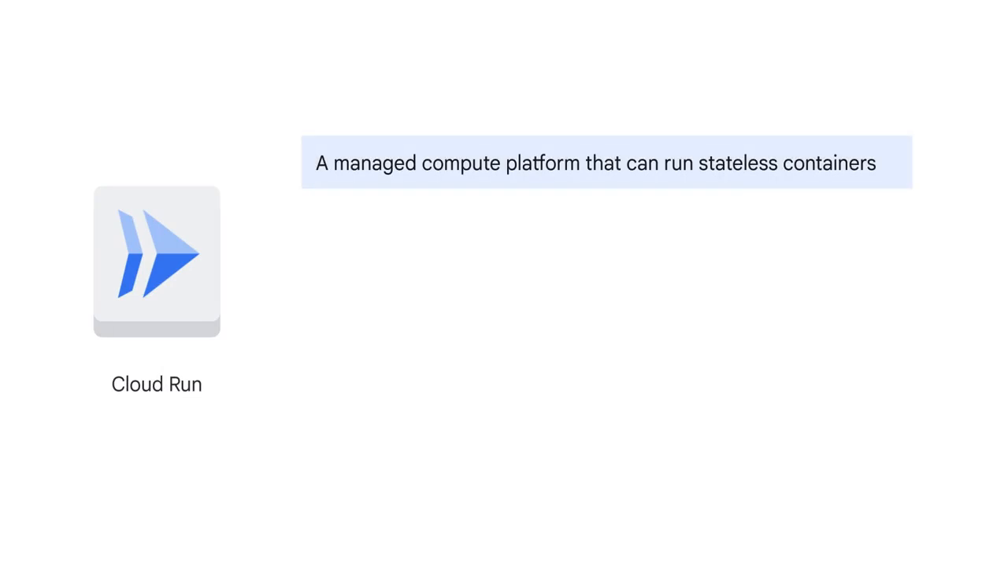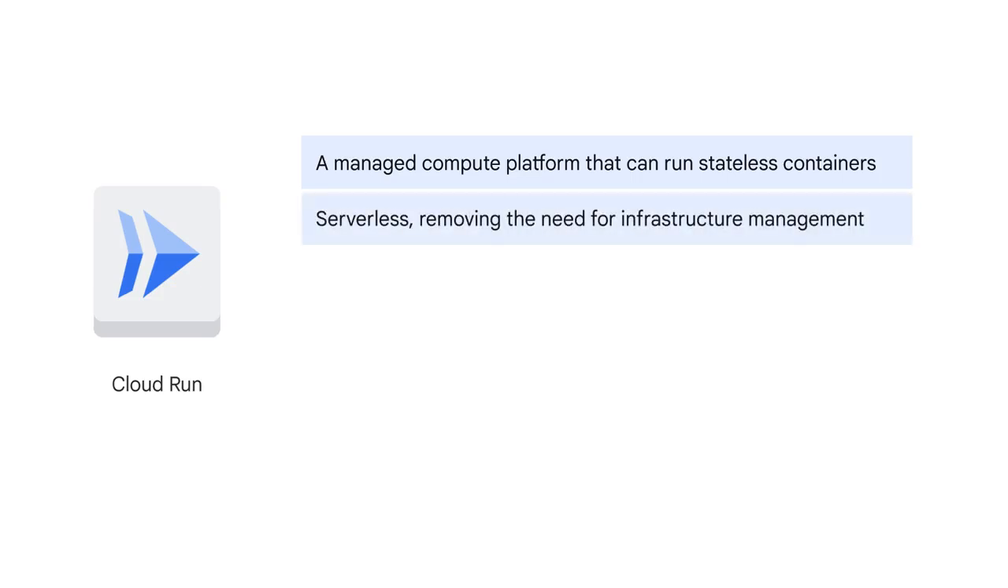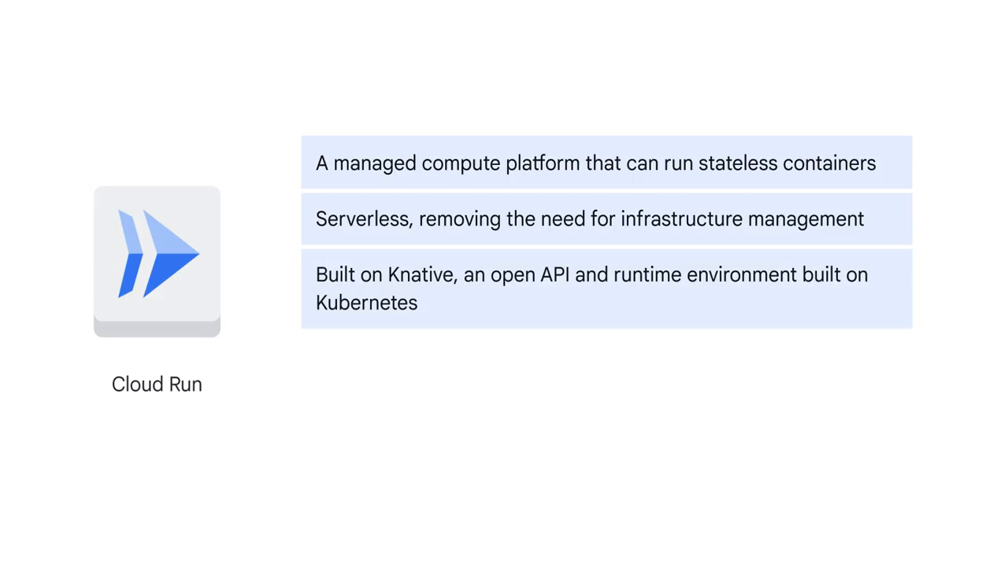The final application platform we'll explore in this section of the course is Cloud Run, a managed compute platform that lets you run stateless containers via web requests or pub/sub events. Cloud Run is serverless. That means it removes all infrastructure management tasks so you can focus on developing applications. It's built on Knative, an open API and runtime environment built on Kubernetes that gives you freedom to move your workloads across different environments and platforms. It can be fully managed on Google Cloud, on Google Kubernetes Engine, or anywhere Knative runs.